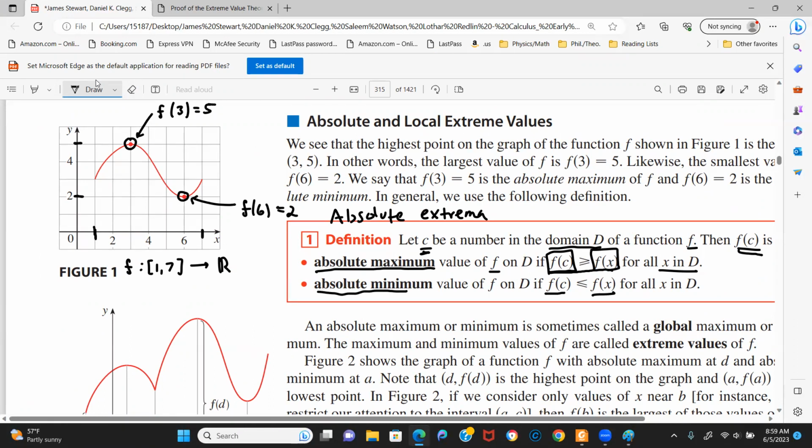And so you can kind of see, yeah, sure, it does satisfy. This value right here satisfies the definition of absolute max. It's bigger than every other output on the whole domain, and our whole domain is 1 to 7. And then this other point right here does satisfy the definition of absolute minimum.